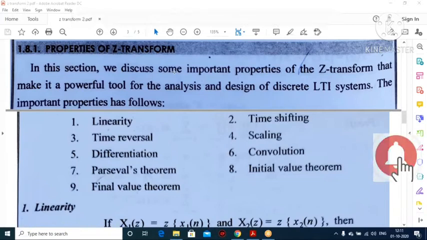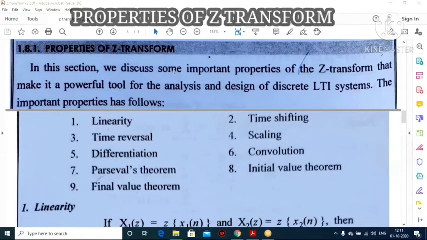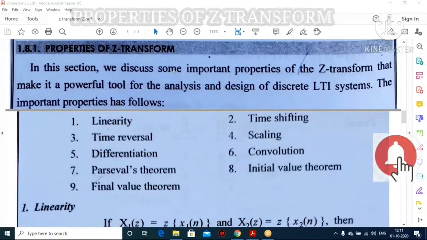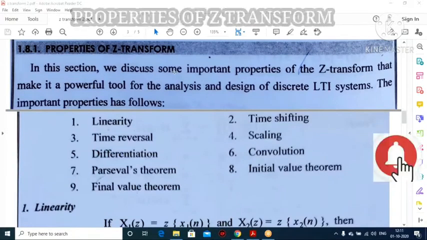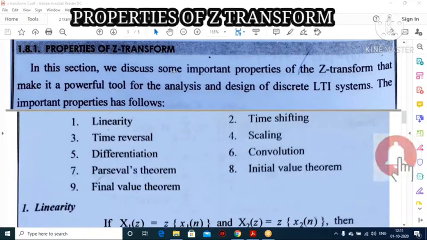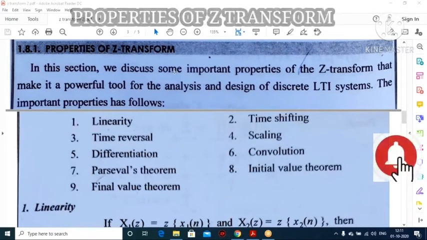In this lecture, we discuss some important properties of Z transform, because Z transform is one of the powerful tools used for analysis and design of discrete time LTI systems. For analysis purposes, we use Z transform.